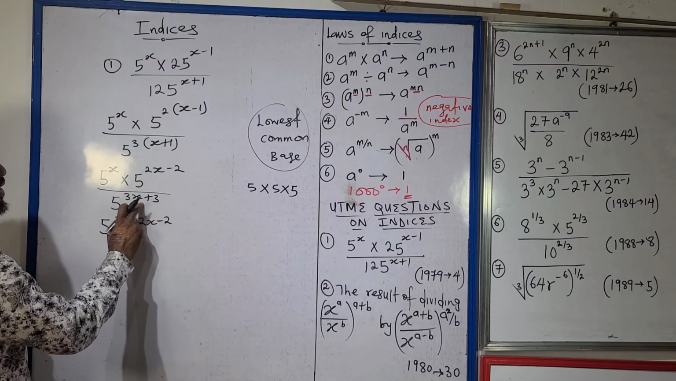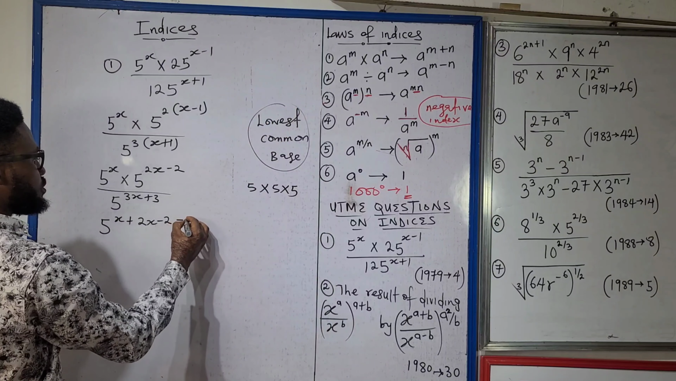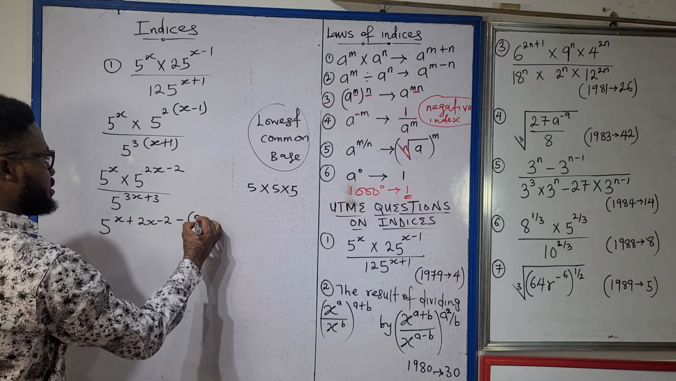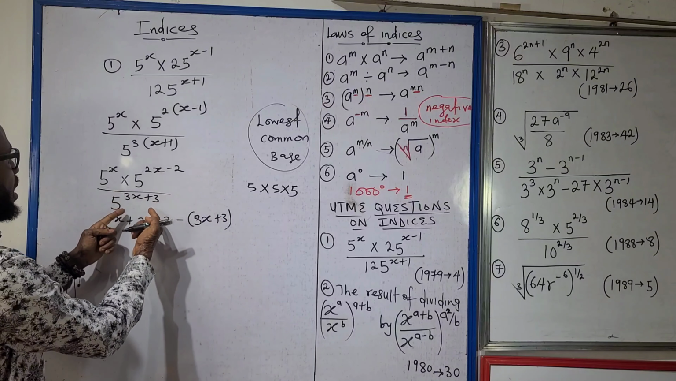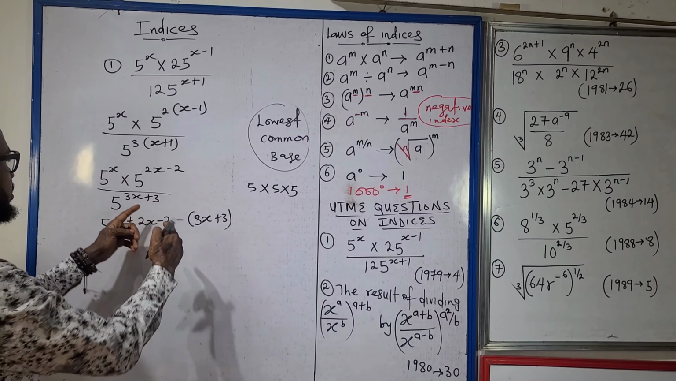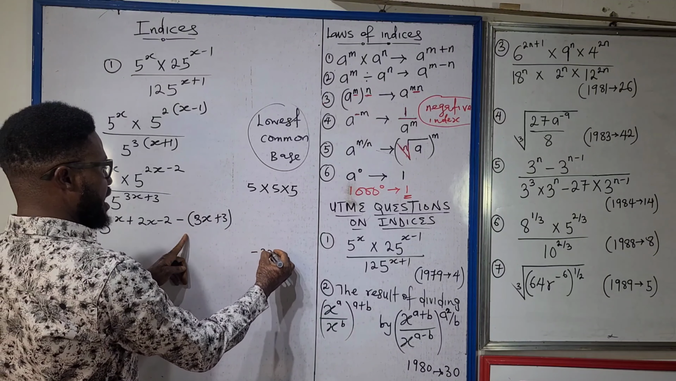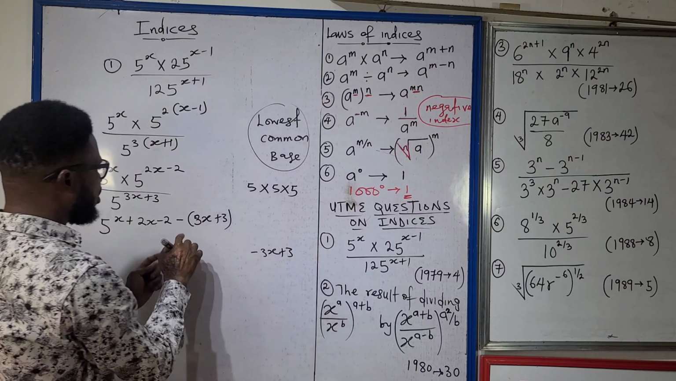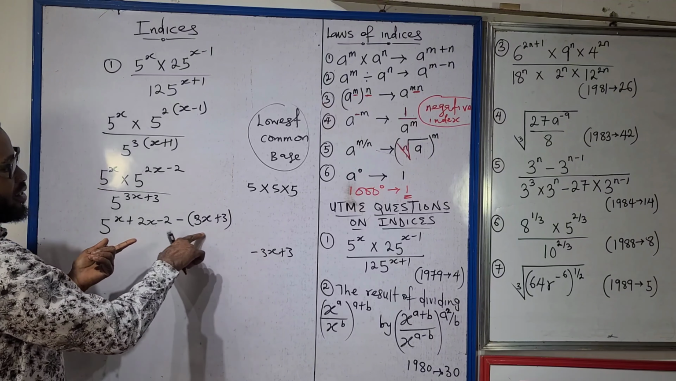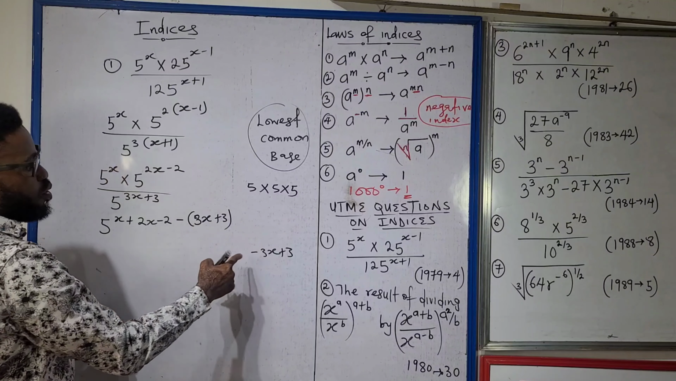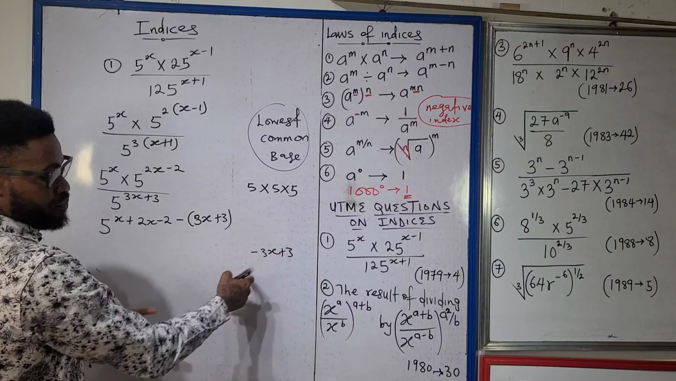And this here is going to mean, when it's division, minus 3x plus 3. Take note, because this is a compound power. This is a compound index. You cannot write this as minus 3x plus 3 without a bracket, because the minus must have an effect on everything on the inside here. But when you write this, the negative sign will not have any effect on the plus 3.